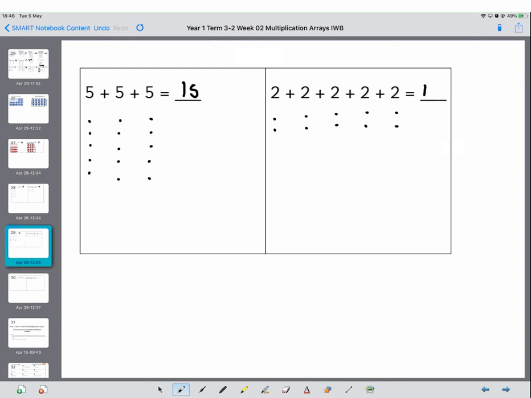It's worth learning to be able to count on in these numbers. 2s, 5s and 10s is really what you want to be able to count on by the end of year 1.